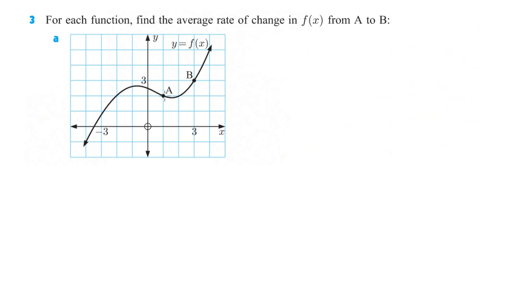Next one, number 3. For each function, find the average rate of change in f of x from a to b. So really, it's just going from here to there. So one thing you could do is just draw yourself a nice little triangle here, and this rise right here, that's just 1, and then this run here is 2. So it's up 1 over 2. That's the easy way to do it.